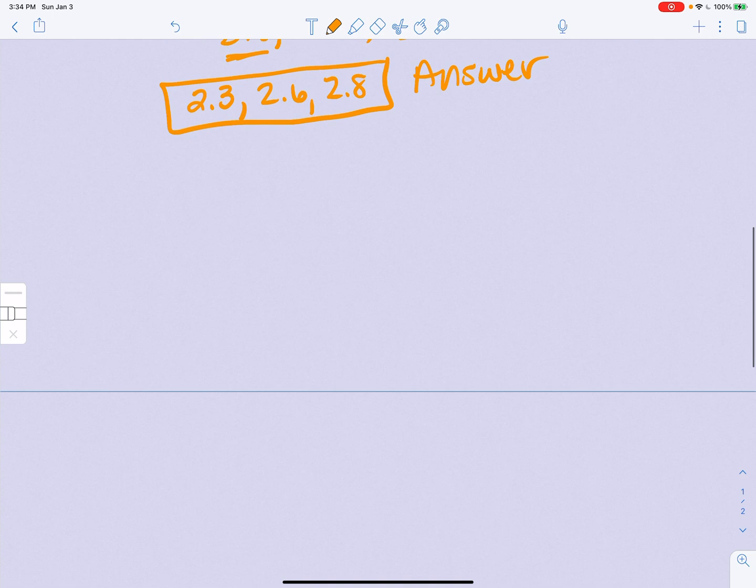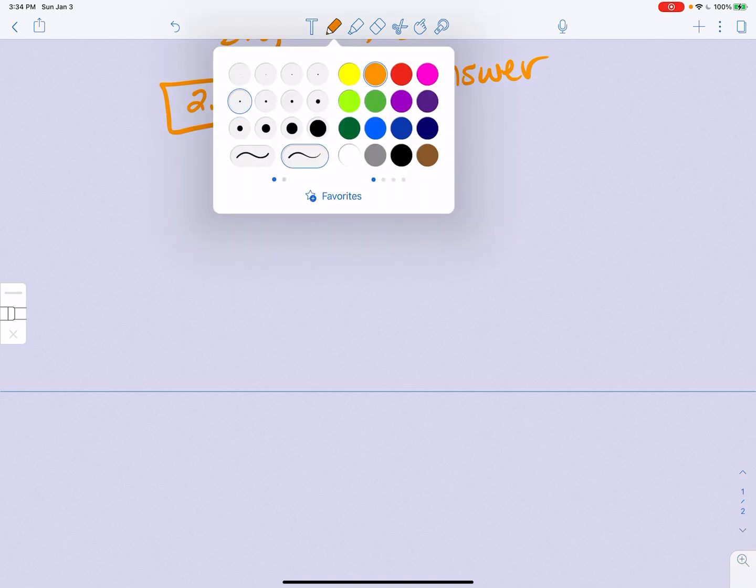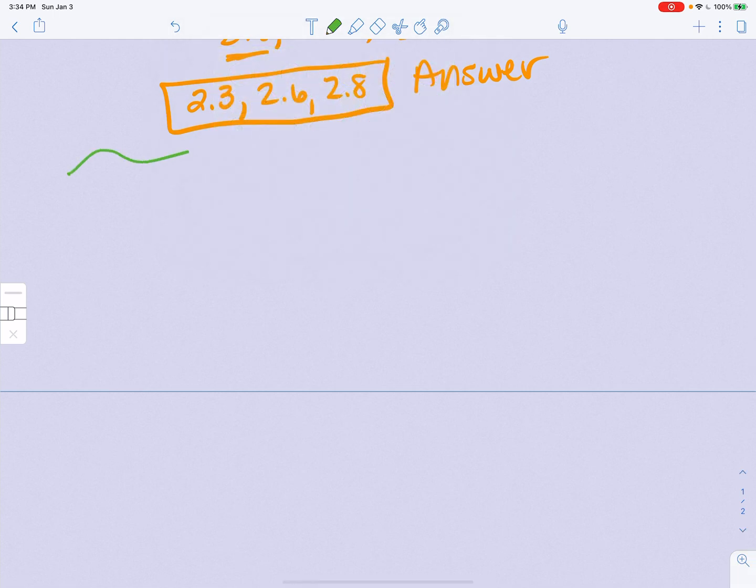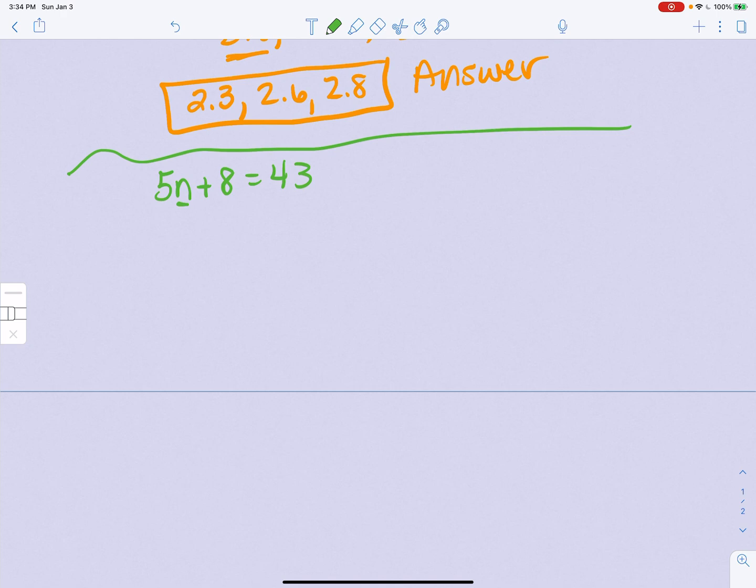And our last problem is a two-step equation. We are going to break it into pieces to make sure that we are doing it correctly. 5n plus 8 equals 43. I need to isolate the n by itself. So I'm going to isolate that n by doing the inverse property of +8. I'm going to subtract 8 from both sides. It eliminates the 8 on this side, and I'm left with 5n equals 43 minus 8 is 35.